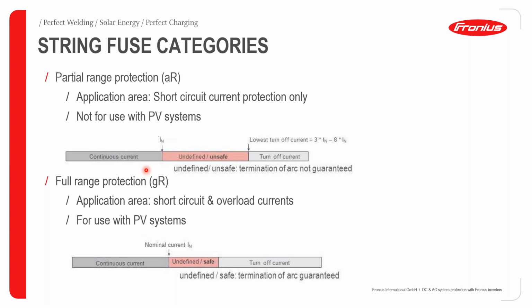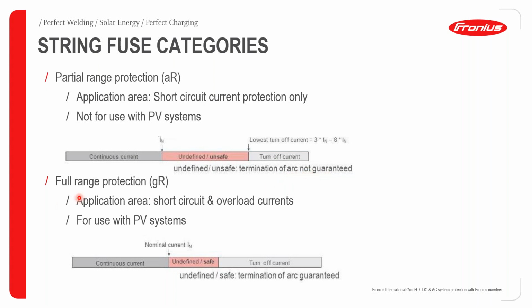As you can see in this description, once the nominal voltage and nominal current are exceeded, it gets into what we call the unsafe zone. And typically, short circuit currents tend to come in at 3 times, or between 3 times to 8 times the nominal current. And this is way too high for PV systems, and will eventually cause some damage because the termination of the arc in this case is not guaranteed.